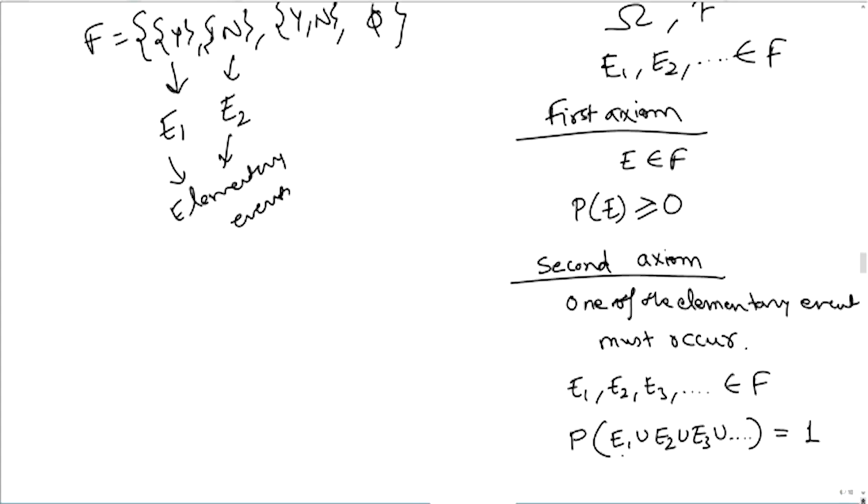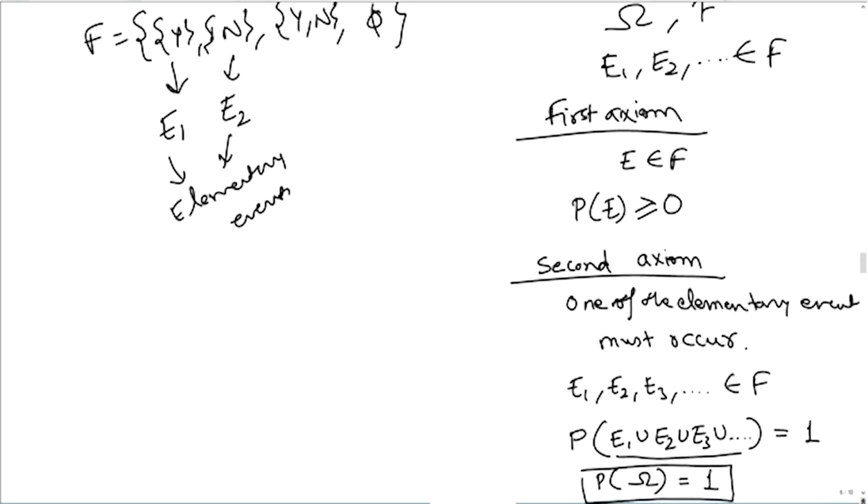But can you tell me what is the union of all these elementary events? E1, E2, E3. You can think of it in terms of what would happen if you take a union of all the elementary events in your event space. Well, it turns out that the union of all the elementary events is your sample space. So, what the second axiom implies is that the probability of your sample space is equal to 1. Although this statement could be more vague than this one.